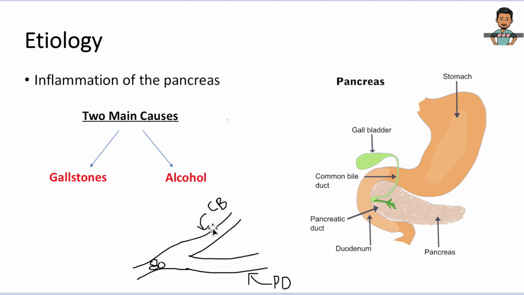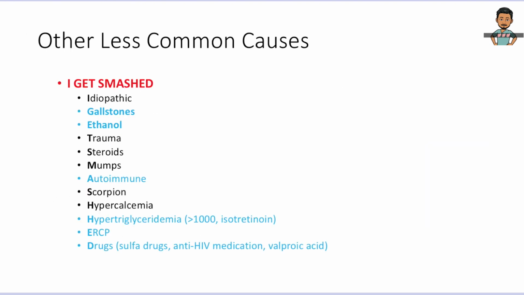And I drew this picture down here. You should remember that the common bile duct is part of the biliary system, and it joins with the pancreatic duct to empty into the ampulla of Vater. So if there's a gallstone that's obstructing these ducts, it can also obstruct the pancreatic duct, leading to a backup of enzymes over here. And this can lead to their activation and therefore autodigestion of the pancreas.